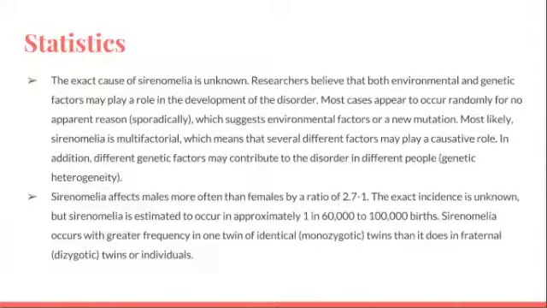Sirenomelia affects males more often than females by a ratio of 2.7 to 1. The exact incidence is unknown, but Sirenomelia is estimated to occur in approximately 1 in 60,000 to 100,000 births. Sirenomelia occurs with greater frequency in one twin of identical monozygotic twins than it does in fraternal dizygotic twins or individuals.